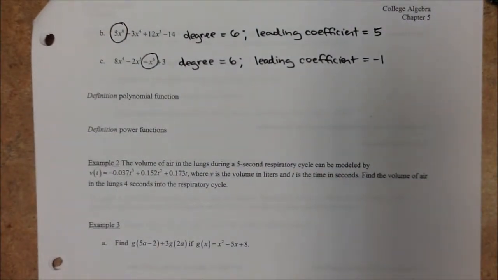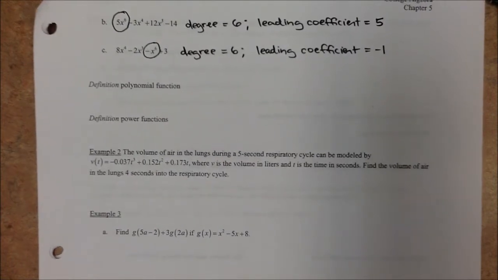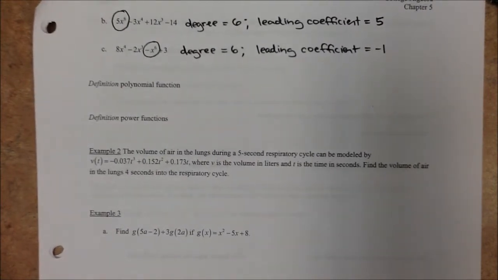If it's just an x to the 4th or x to the whatever and you don't see a constant, it's either 1 or negative 1, depending on the addition or subtraction. Okay, so those are pretty easy. Now let's talk about functions. It's a little bit different than just a polynomial.